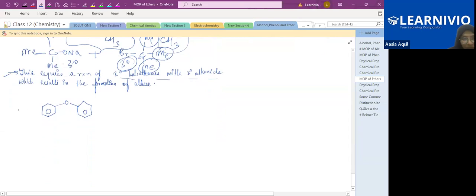Now tell me, what will be the reactant for this ether? Suppose this is your ether. This is the ether linkage, and here is a benzene ring, and here's again a benzene ring. Both sides have a benzene ring attached. Now tell me which bond you will break and what will be the reactant over here. And think about whether this reaction is possible or not.